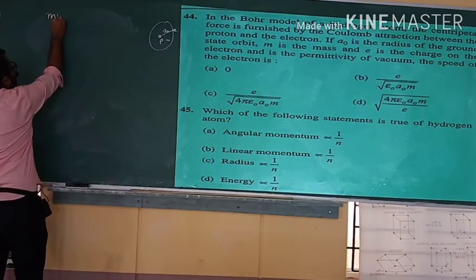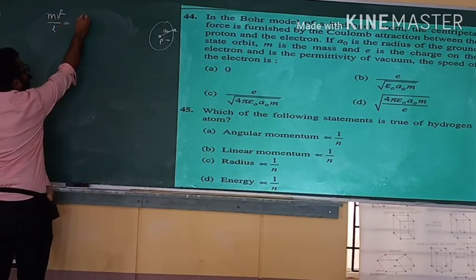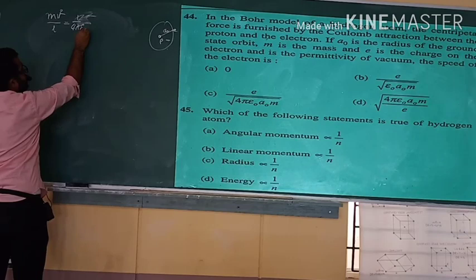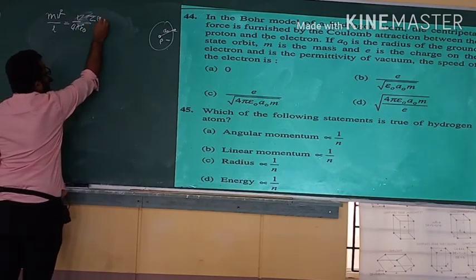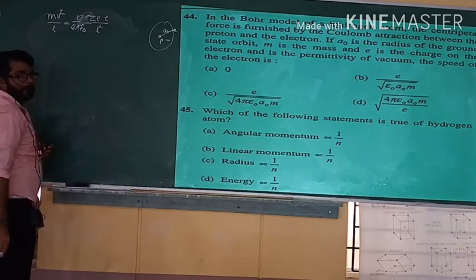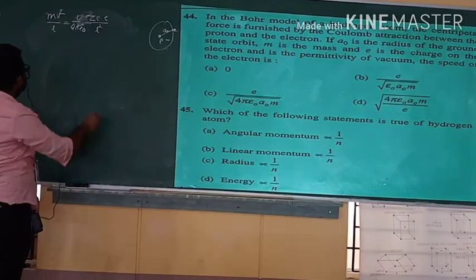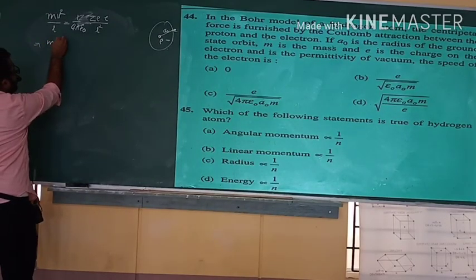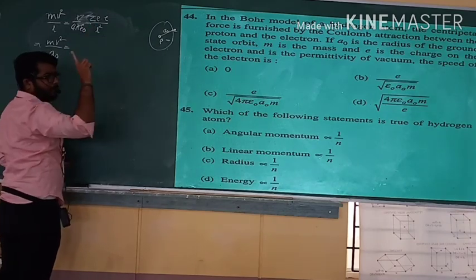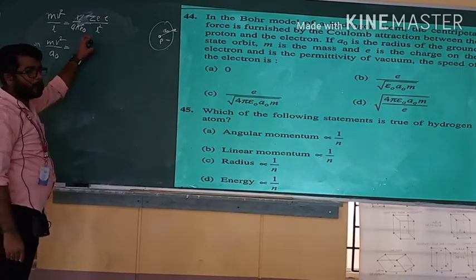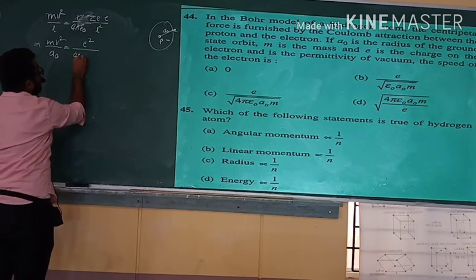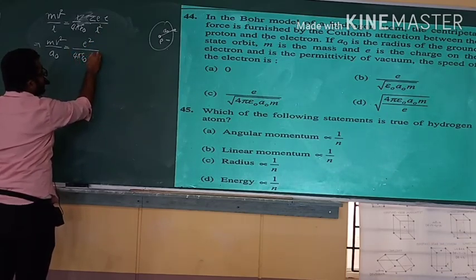That is nothing but m v square divided by r is equal to ZE square divided by, that is 1 divided by 4 pi epsilon naught, ZE into E divided by r square. Here the radius is given as A0. Therefore, m v square divided by A0 is equal to... here the proton value Z is equal to 1, since it is hydrogen. Then it will be E square divided by 4 pi epsilon naught into A0 square.